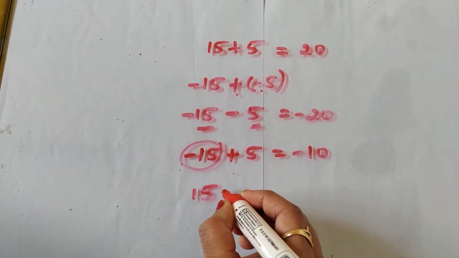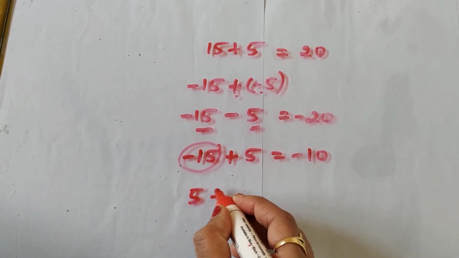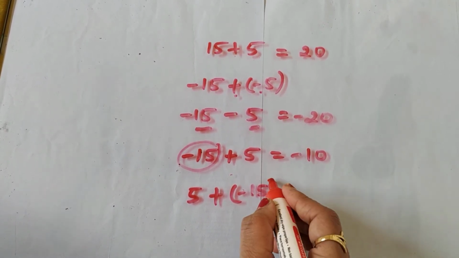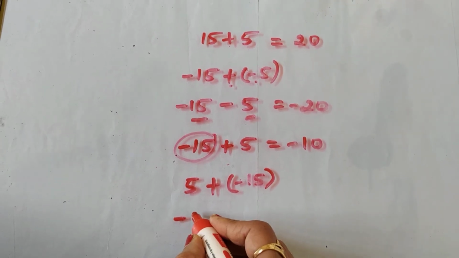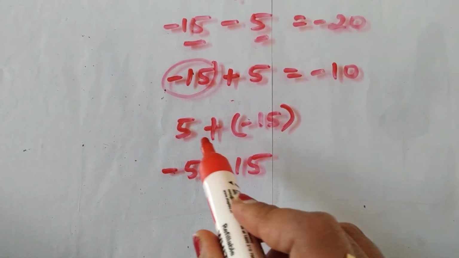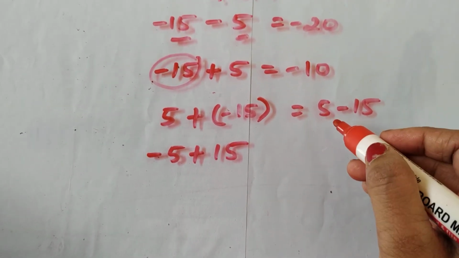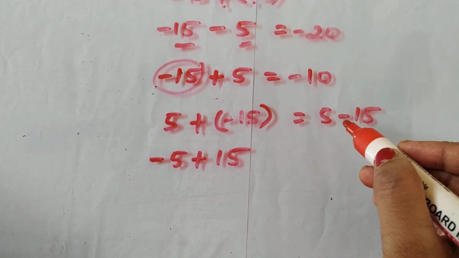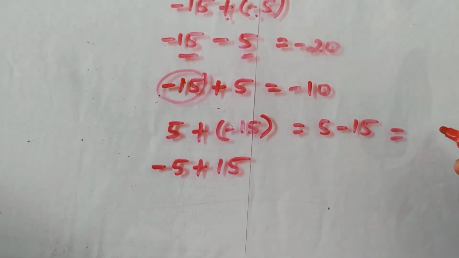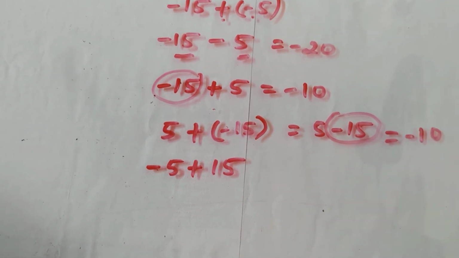Now 15 plus minus 5, or we can write minus 5 plus 15. Minus operation is there, but same problem, how do we subtract? Always subtract smaller from larger. 15 minus 5, you got 10. The sign of whichever number is numerically greater, 15, so minus.